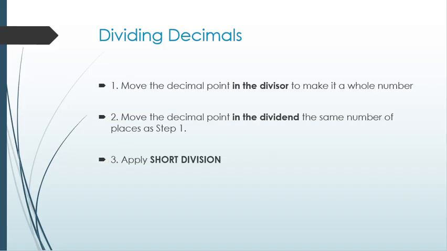So 3 steps again, so let's just go do it. Step 1. Move the decimal point in the divisor to make it a whole number. Okay, this step is very important. Okay, you need to know how to do that. And then step 2 says move the decimal point in the dividend the same number of places as step 1. I'll show you how this works, but this is how you'll do it for now. And then final step is just apply short division, okay?